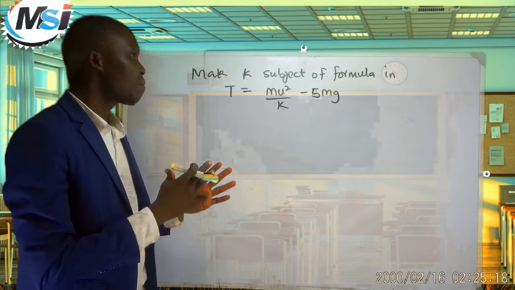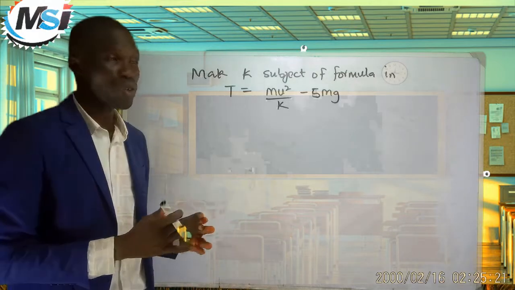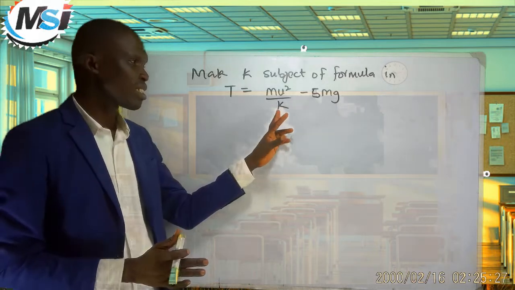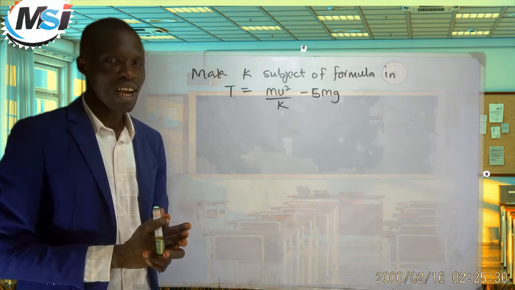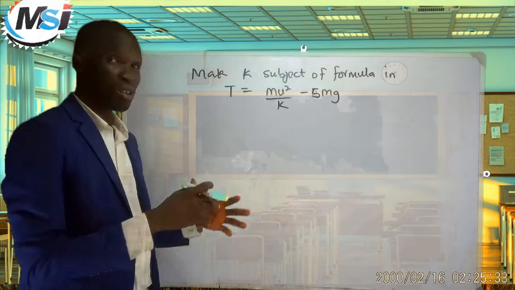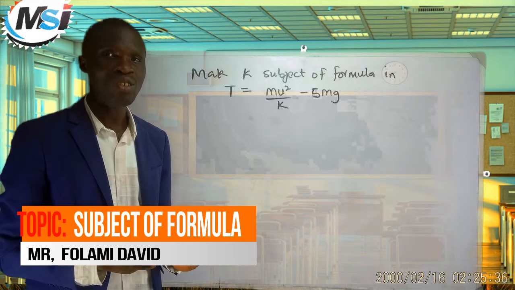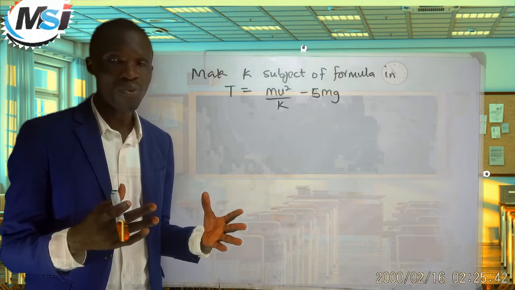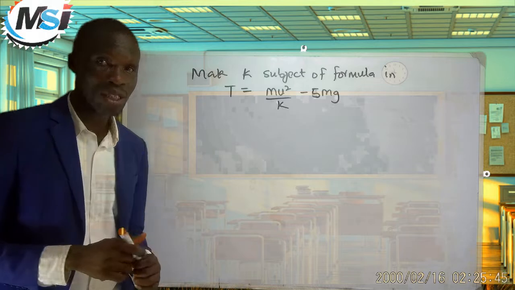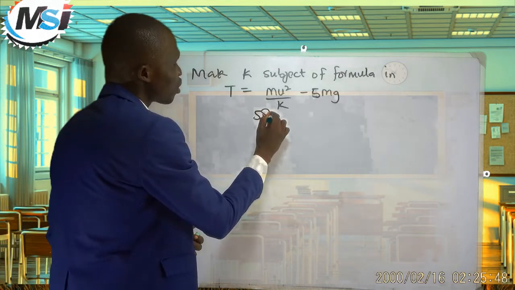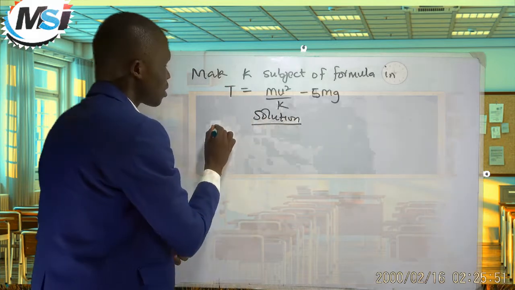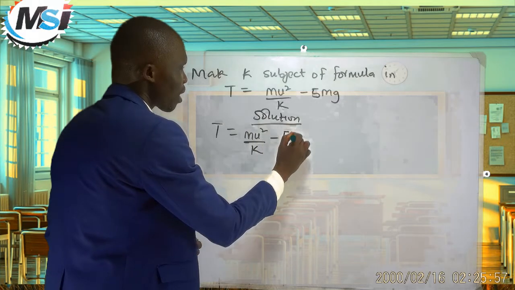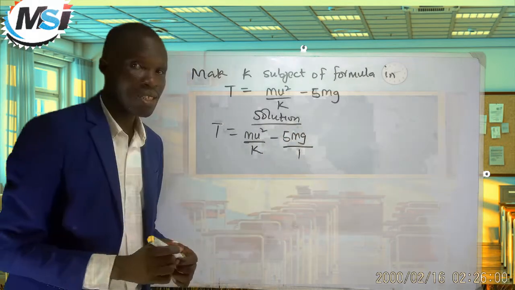The question is, make k the subject of the formula in T equals mu squared divided by k minus 5mg. Now, we want to make this k the subject of the formula, and I will still twist this question because, you know, at MSI EduTech we are not prototype. We give room for initiative, creativity and thinking outside the box. So, solving this question, we have T equals mu squared all over k minus 5mg. Divide this by 1 to make it a fraction.